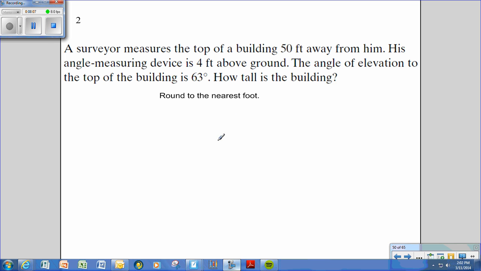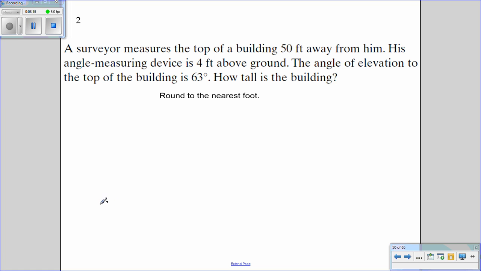All right, last example. Here we have a surveyor. The surveyor measures the top of a building 50 feet away from him. So I'm going to draw my surveyor here. Here's my surveyor, and here we have a building. Throw a couple of windows on there, maybe a door.